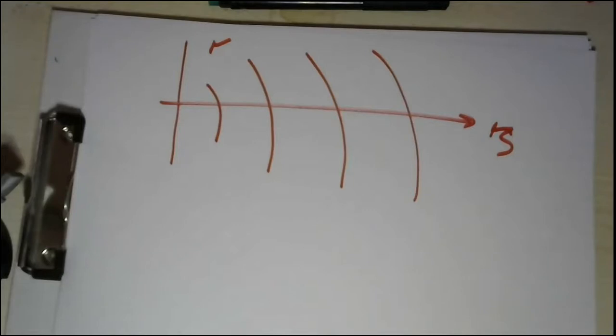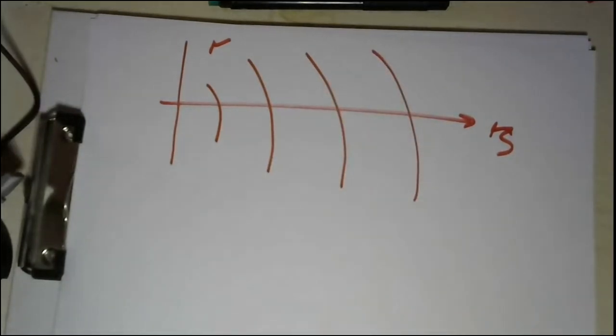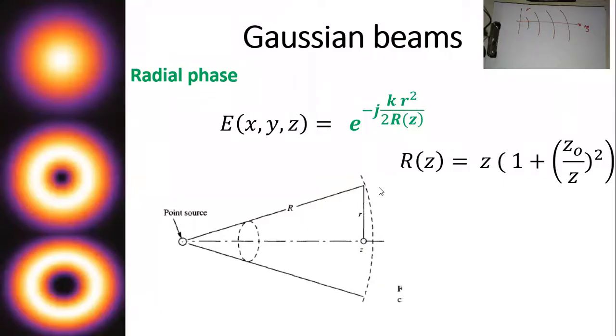Okay, so what are the problems of having such a radial phase? Let's see. So let's go here. And this is the radial phase of the wave, which is varying from one point to another because, as we have concluded, the spot size changes with the direction of propagation. So by each incremental increase in the direction of propagation, you will have a new circle, a larger spot size with a larger radius, and then a new phase. But where is the problem of this?